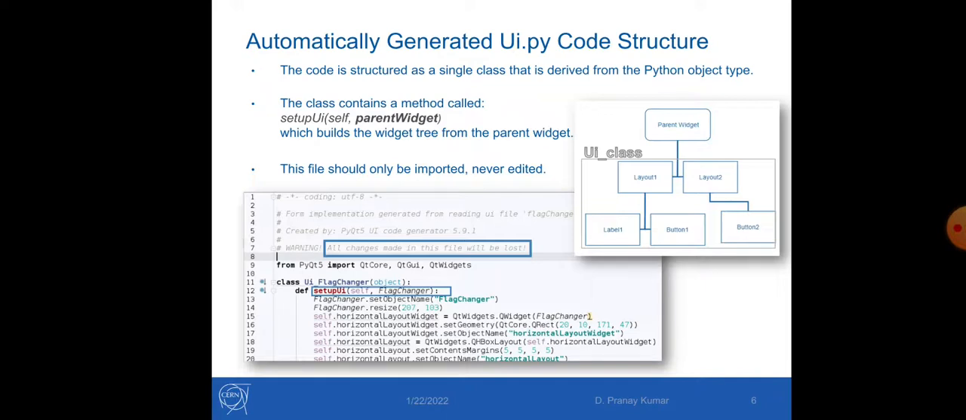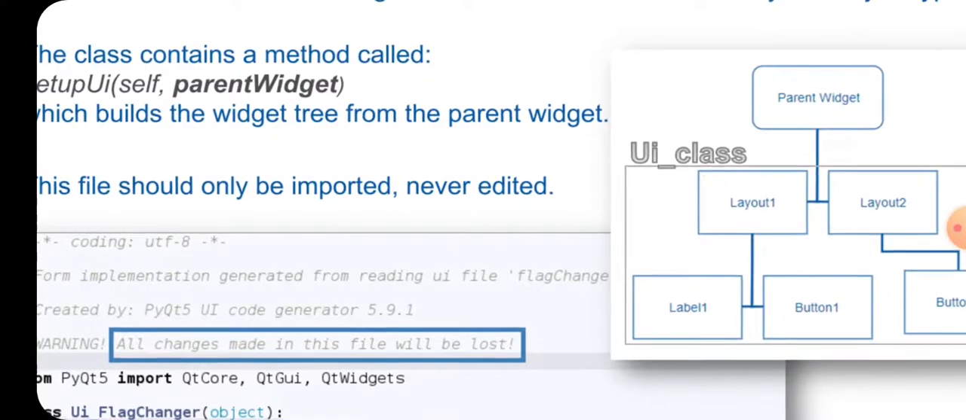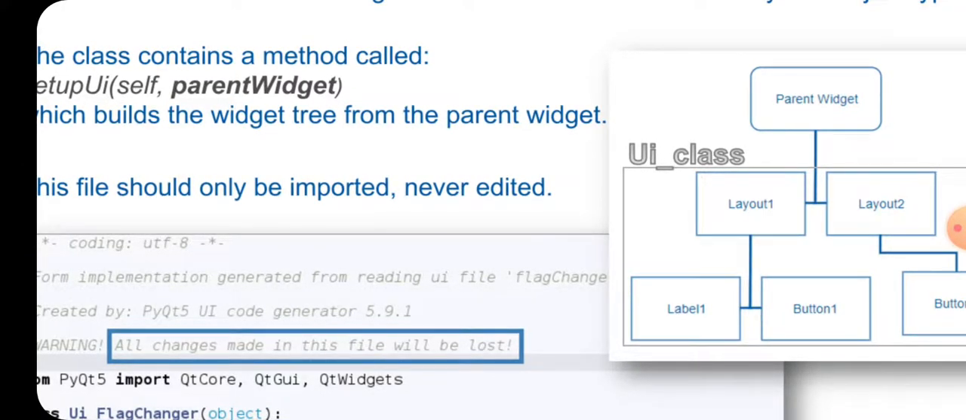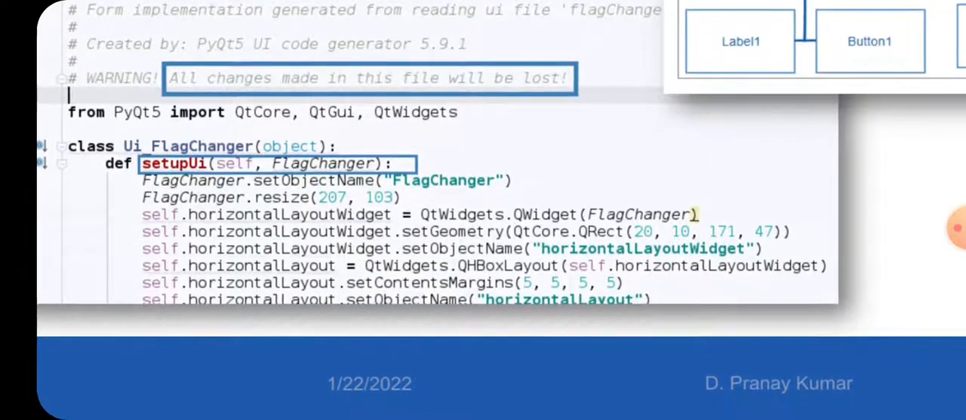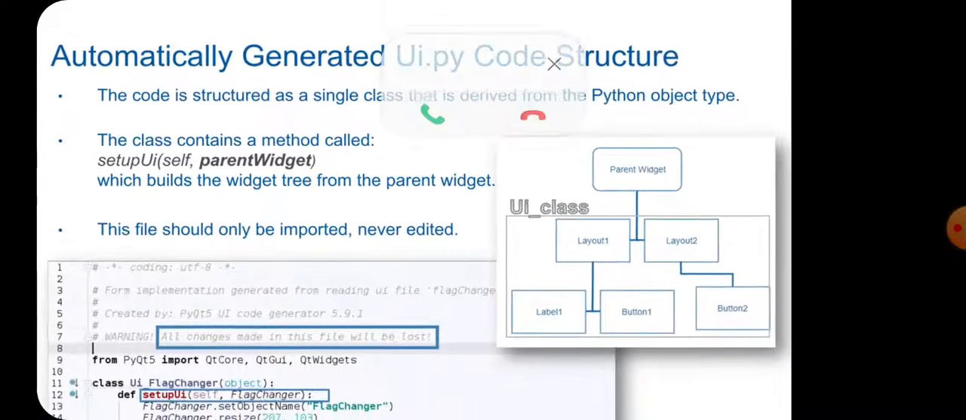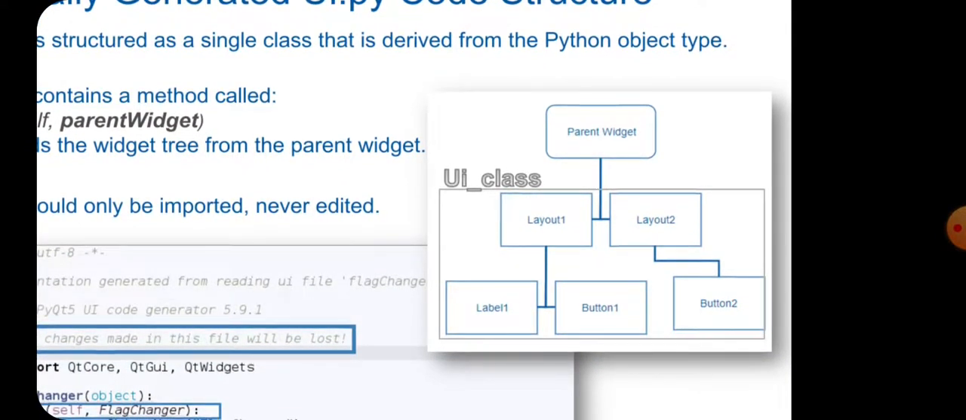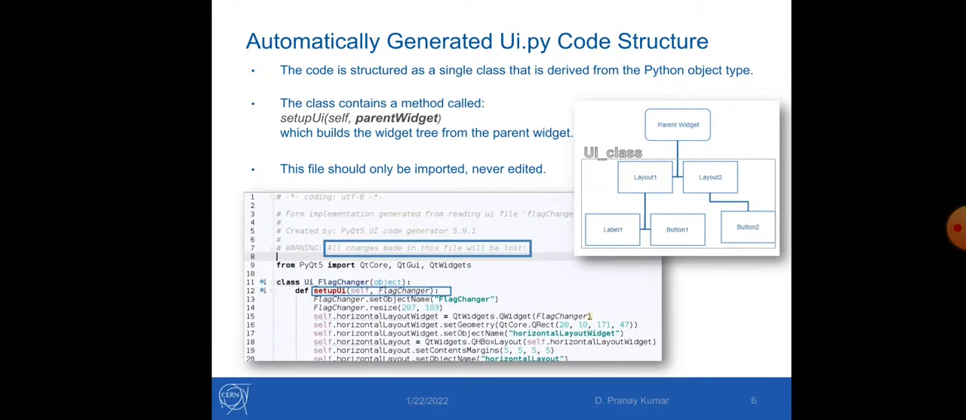This file should only be imported, never edited. You cannot edit this file, but you can import it as many times as possible. So you can see here in the bold box, all changes made in this file will be lost. So you have the chance to lose the information. Setup UI, self flag changer, etc. Next, parent widget. Layout 2, label 1, button 2.